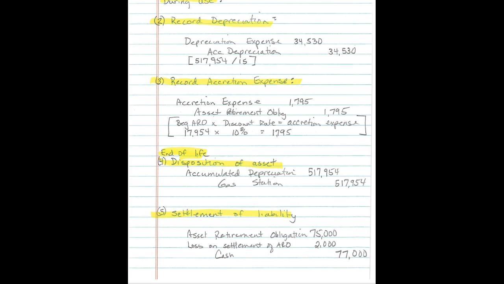And the final thing we need to do is to show the settlement of the liability. We go ahead and we pay cash of $77,000 to dismantle the gas station. We reduce our liability that we initially had set up of $75,000, and the difference is going to be either a loss or a gain. In this case, we have a loss on the settlement of ARO for $2,000. So notice that's just the difference between what's actual and what was estimated. And we're never going to get it just right, but we record that gain or loss in the period that we dismantle it, and that's all there is to it.